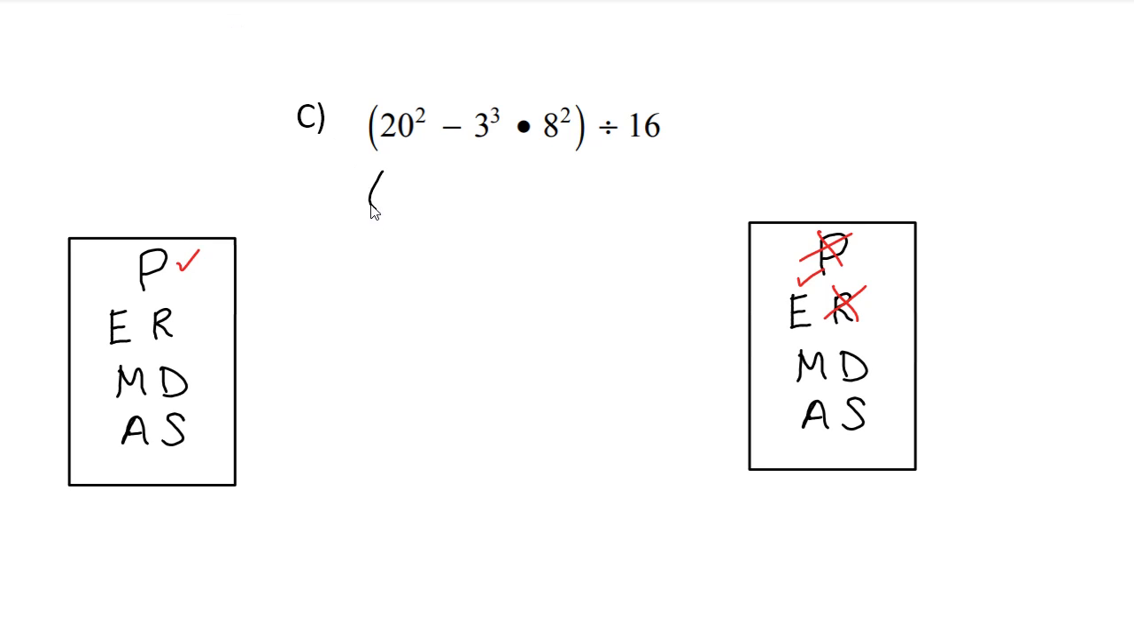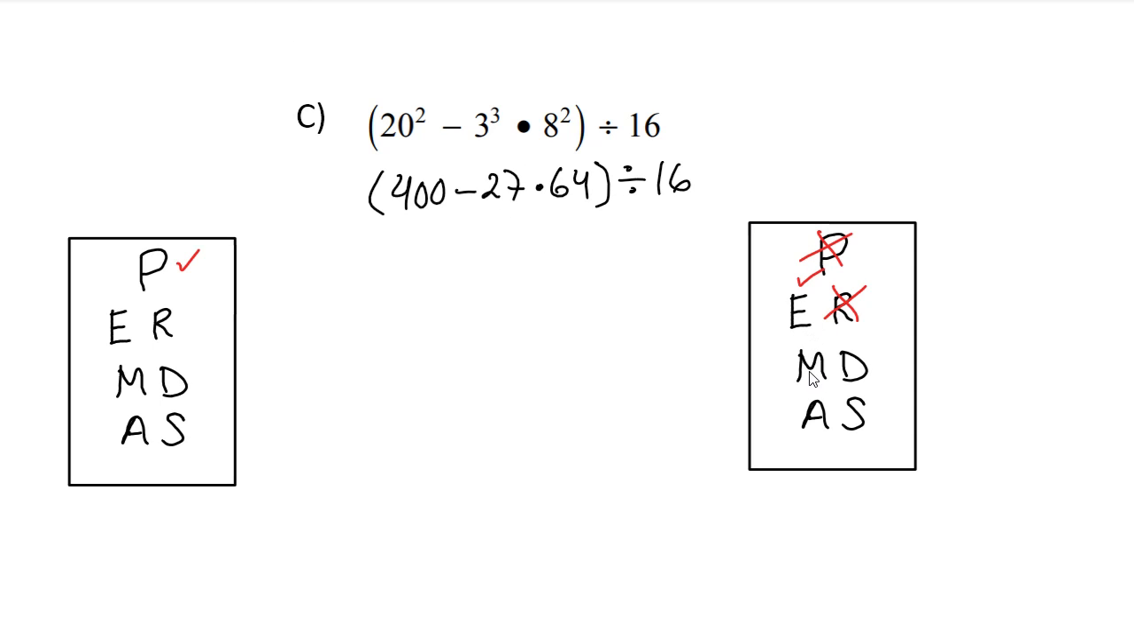So inside the parentheses, we have 20 squared. That means 20 times 20, so that would be 400. Minus 3 cubed. So 3 times 3, that's 9. Times 3, that's going to be 27. Times 8 squared. 8 times 8, that's going to be 64. Close the parentheses, and that's going to be divided by 16. So I took care of the exponents.